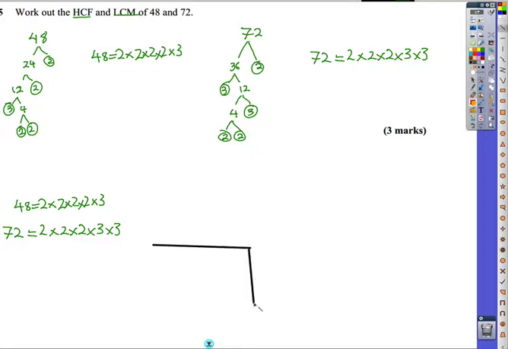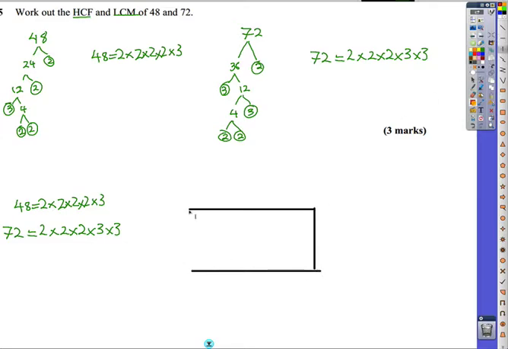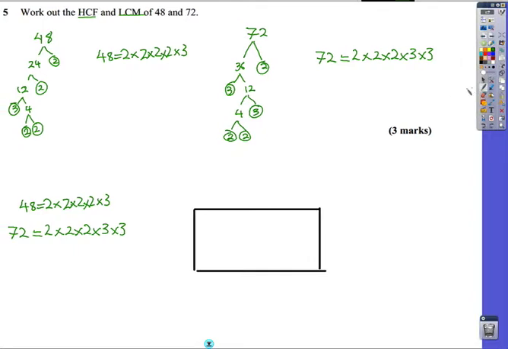Draw a Venn diagram. This does not look neat. It needs to look neat. So here's our Venn, and two circles is a really bad circle. This circle represents 48, this circle represents 72.